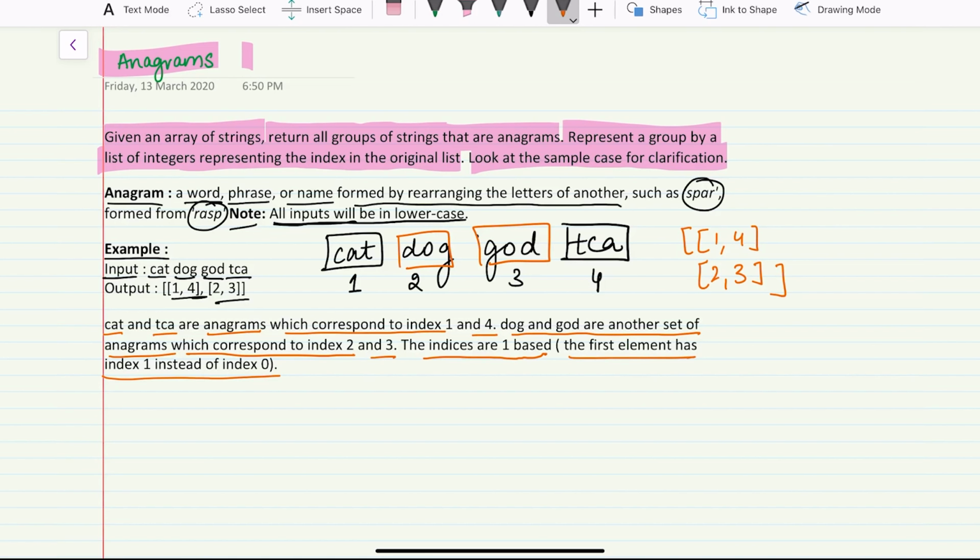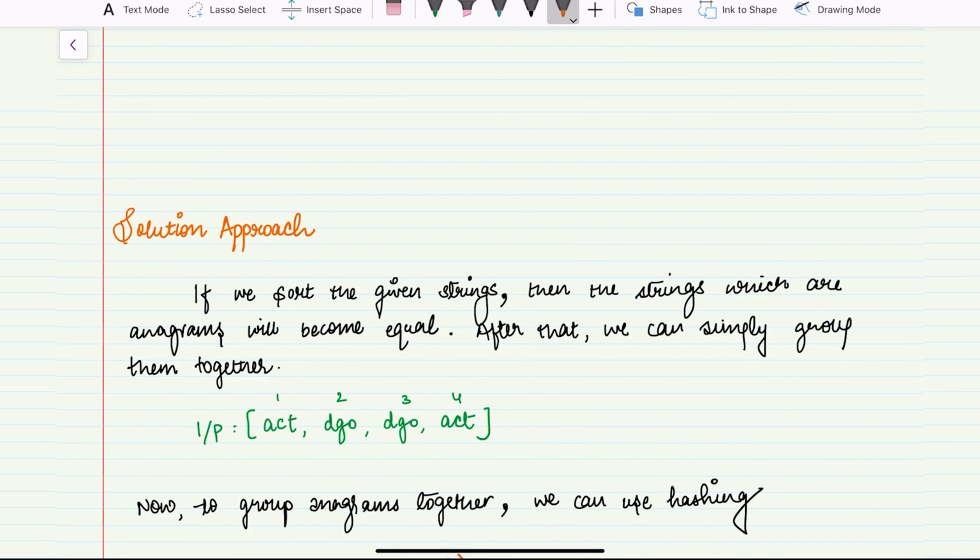So let's see how we can approach this problem. The solution approach is that we can sort the given strings. Now how did this intuition come? From the question itself, it said that anagrams are words that have a different order of the same set of characters. So if we sort both the strings and those strings become equal, that means they are anagrams, right? Because only the order was different, but they have the same characters. So if we sort them, the strings which are anagrams will become equal.